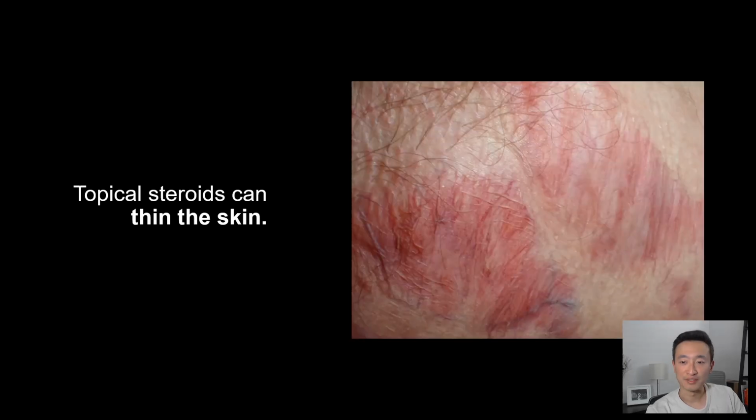And what do I mean by this? So if you take a look at this picture, you can see that there's discoloration of the skin, that the blood vessels are a little bit more visible underneath the skin, and that there's also a textural change. It almost looks like there's a crinkled type of appearance on top.